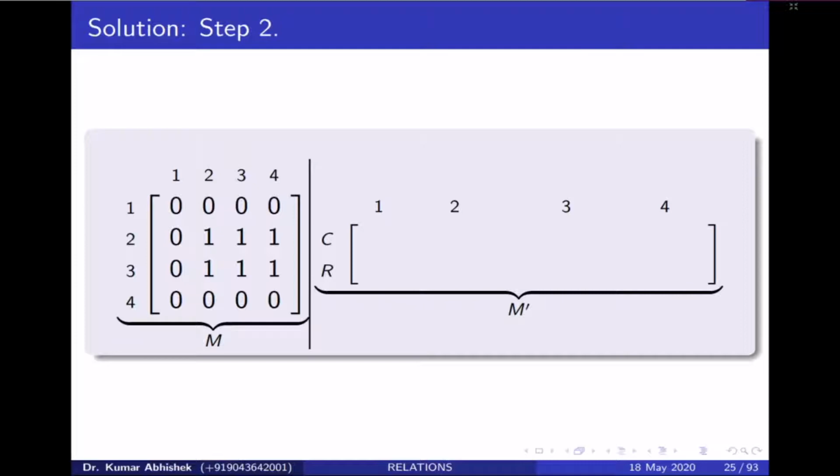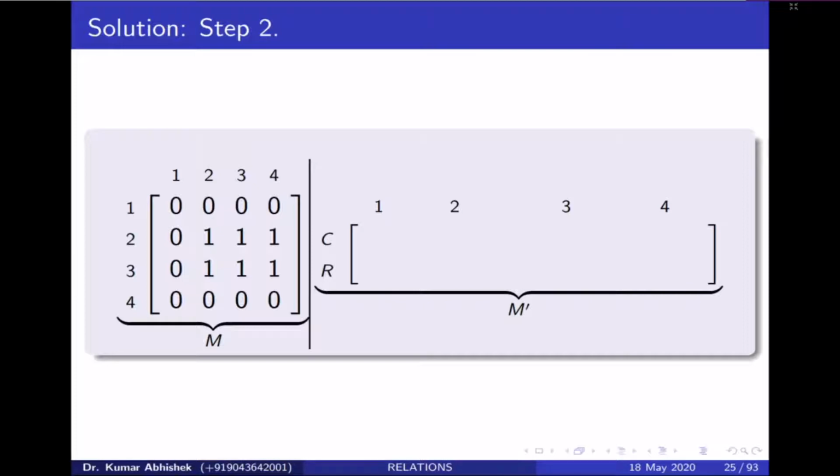You can now see that I have written the matrix M of the relation R on the left hand side, and the matrix M dash arising out of M on the right hand side. You can see the number of columns in M dash is equal to the number of elements in the set A, and there are two rows. I have marked one as C and the other as R. So C corresponds to column and R corresponds to row.